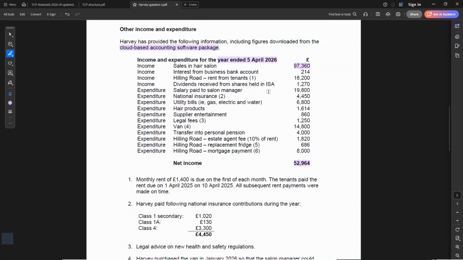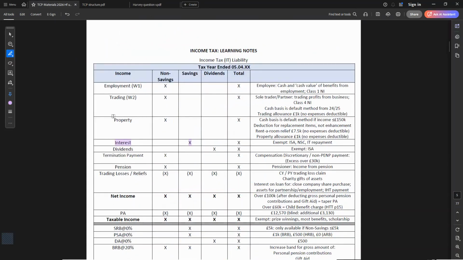The next piece of information, income, Hilling Road, rent from tenants, £18,200 with note 1. Monthly rent of £1,400 is due on the 1st of each month. The tenants paid the rent due on 1st of April 25, on 10th of April 25. All subsequent rent payments were made on time. And we know for property income that the cash basis is the default method for income less than £150,000. So this will be the default method here. We'll be looking at the property income on a cash basis.